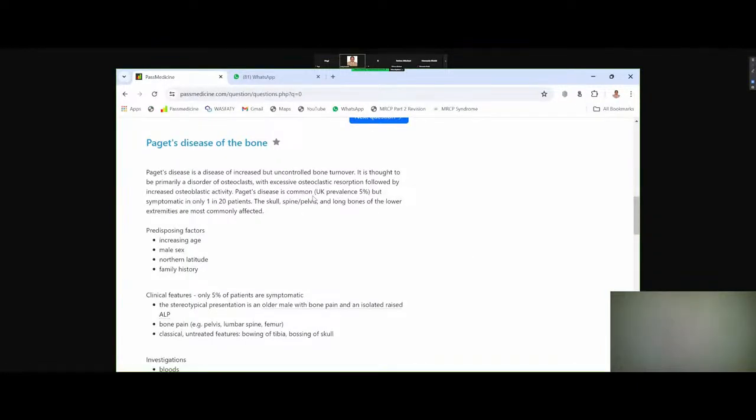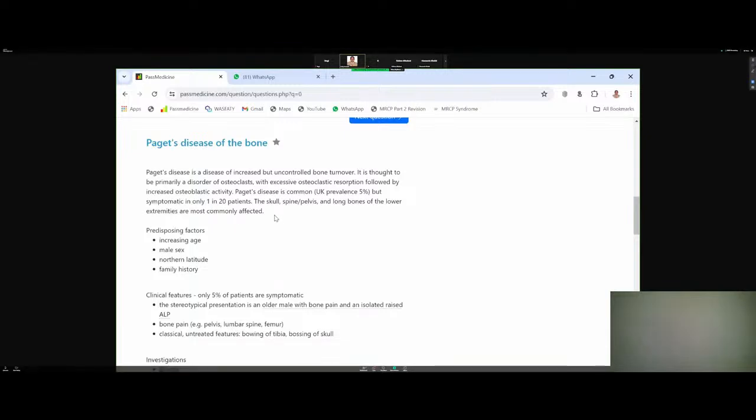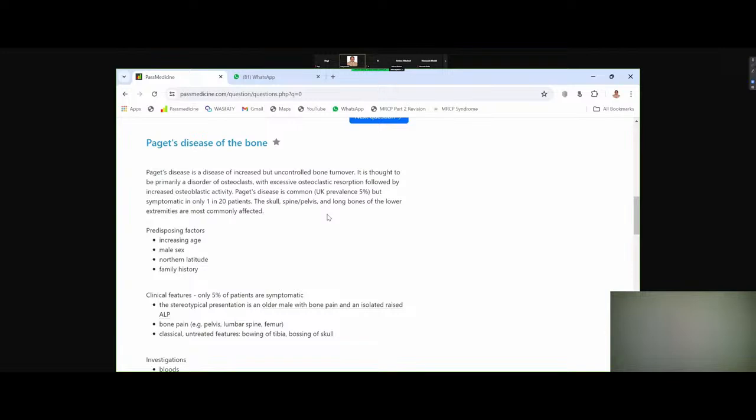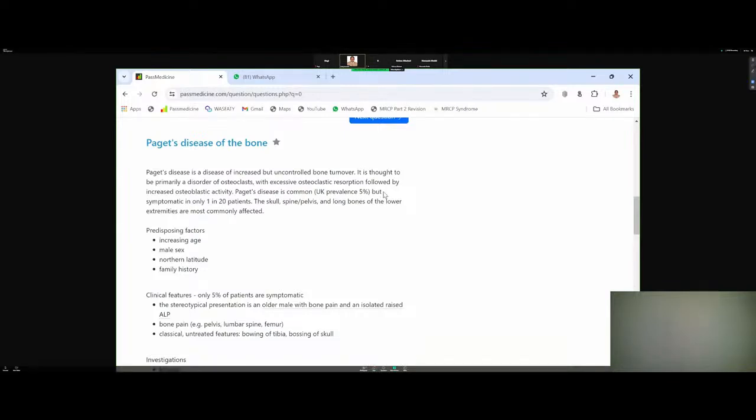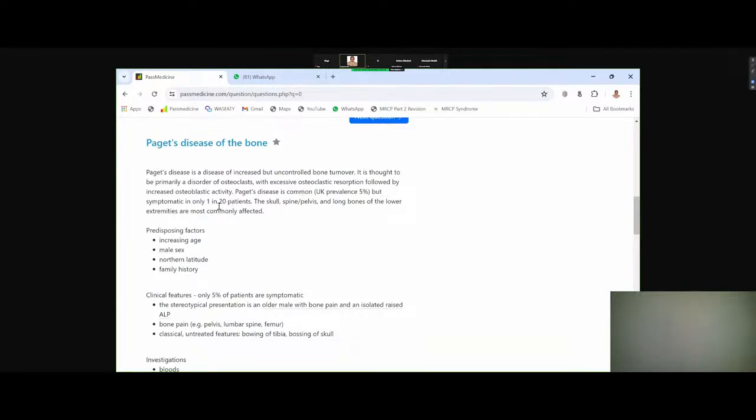Among the patients who come to you with Paget's disease, the prevalence is only 5%, and from that 5%, a further 5% of those affected will have symptoms, so it will be almost like 1%, okay? Anyway, whenever you diagnose a patient, if you see 20 patients with Paget's, only 1 will be having symptoms, and 19 will be without symptoms, okay?